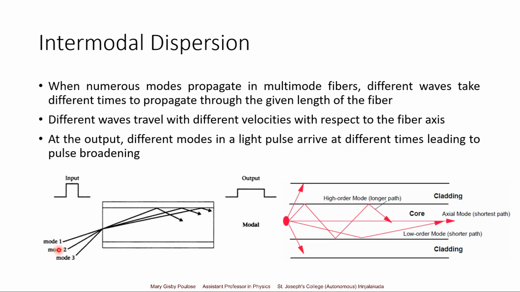Now, if we have light entering into the optical fiber, and in that light we have different modes. A single pulse can have different modes. Each mode will travel with different velocity, and hence all the different modes will take different paths. Now that mode traveling through the axis of the fiber will have the shortest path, whereas this mode will have the longest path. At the output, the different modes in a light pulse arrive at different times, leading to pulse broadening.